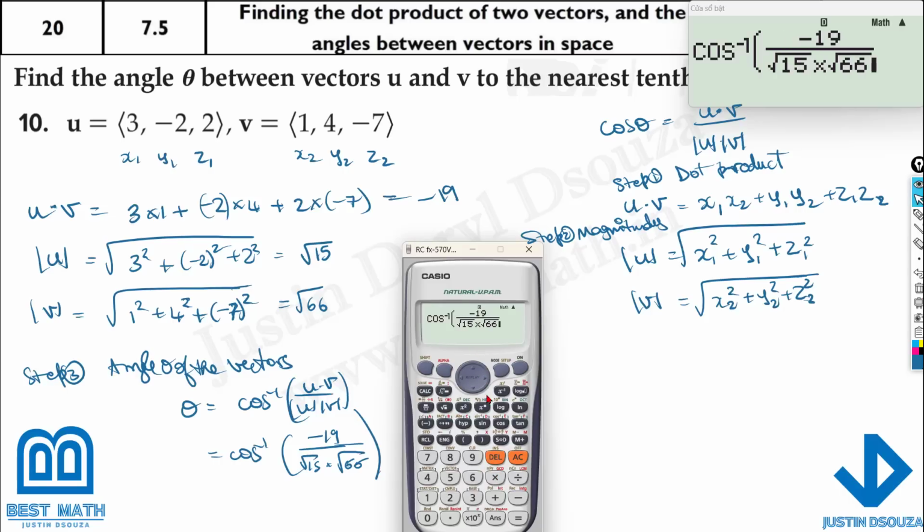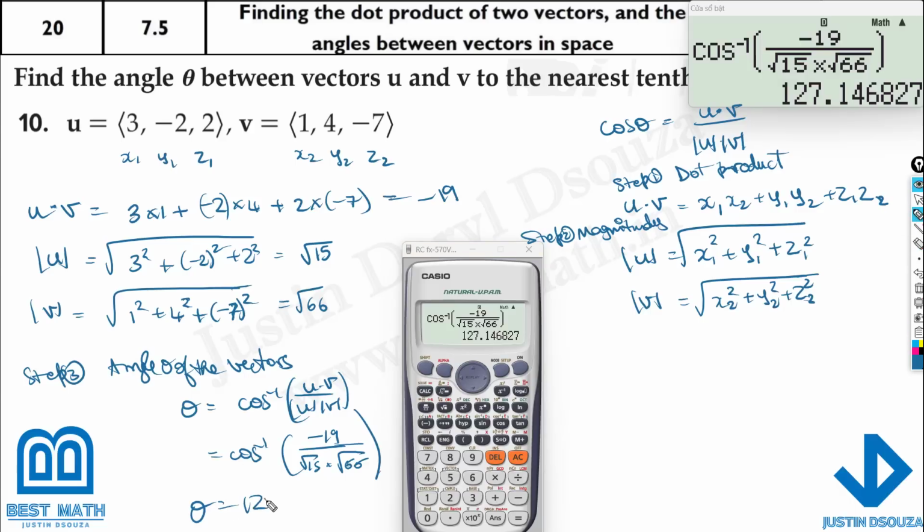Make sure you go next and type the multiplication, because after you write 66, if you put multiply, it will be inside the square root. Then close the bracket here, not over here, press next, and now close the bracket. The answer is 127.14 degrees. That will be the final answer.